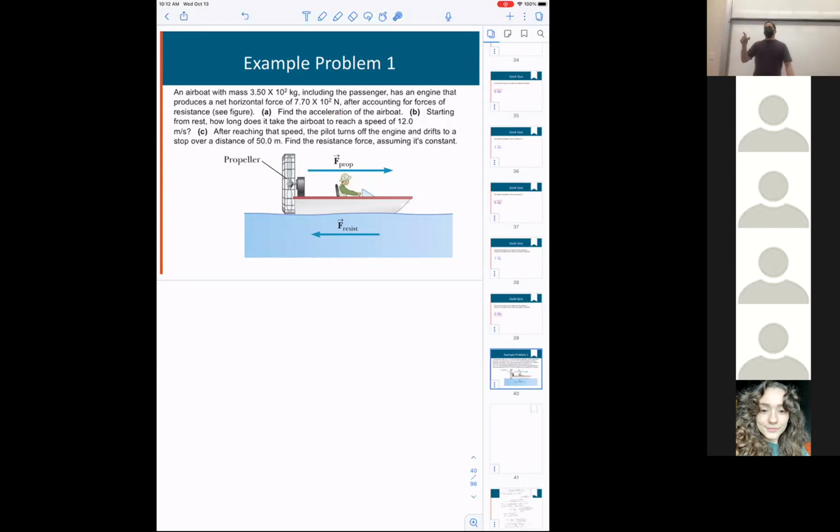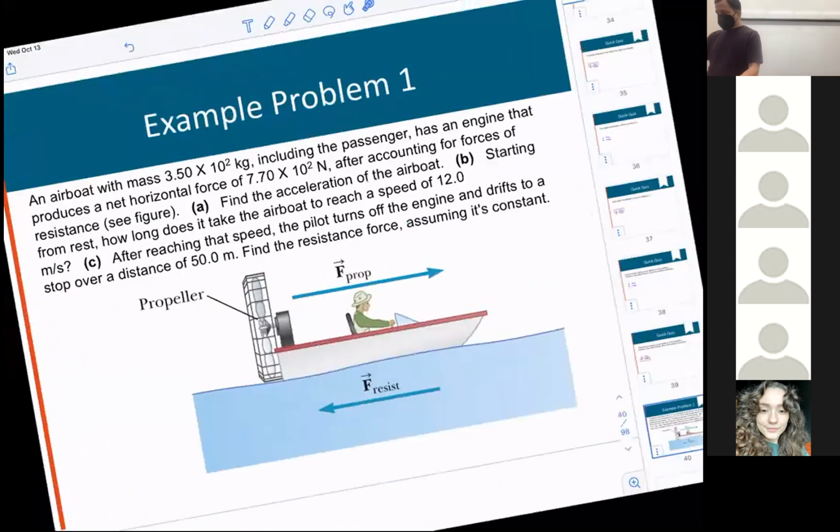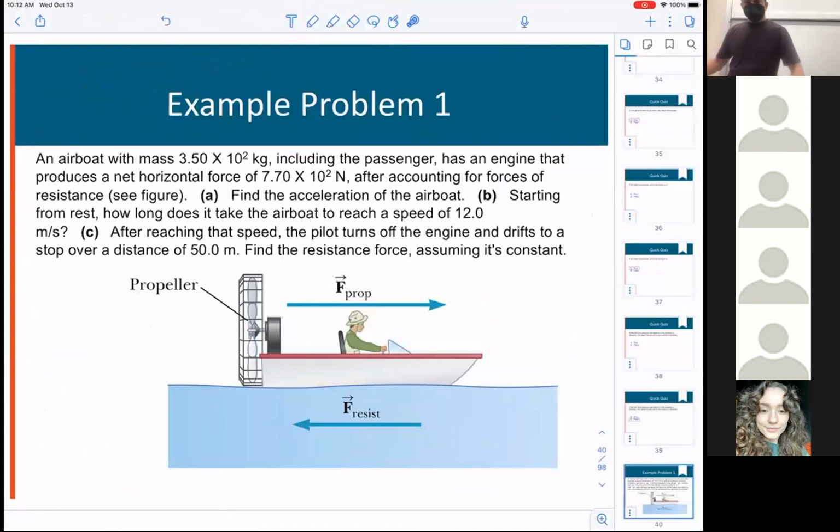Do you have a question? Can you just turn it sideways? Oh, right. Yes. Okay.